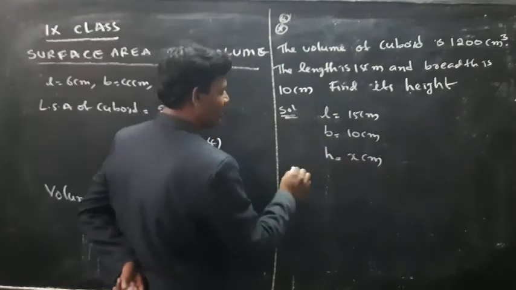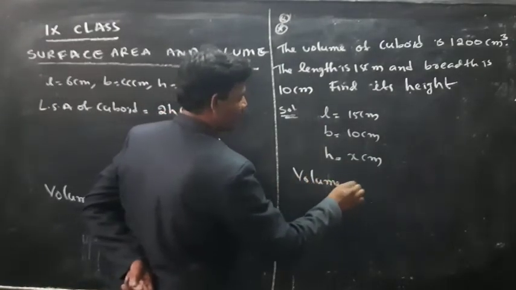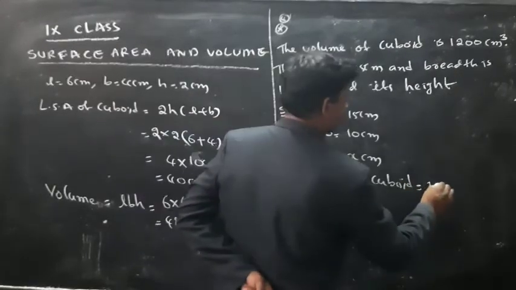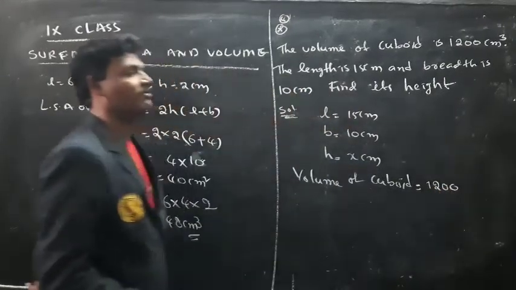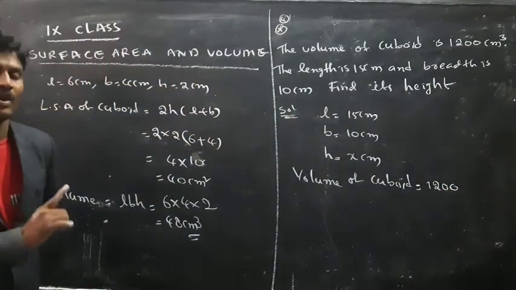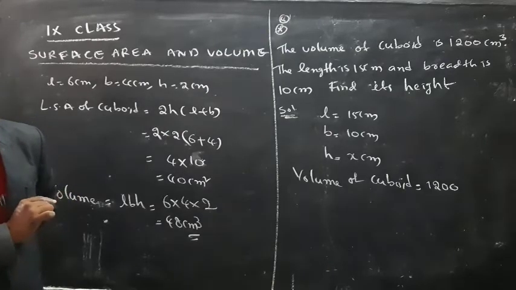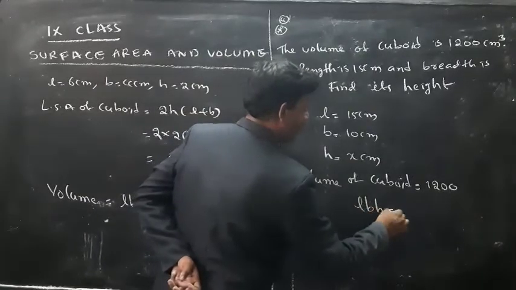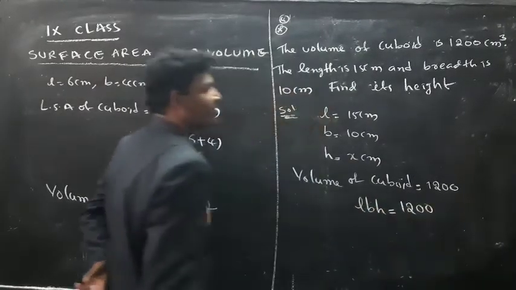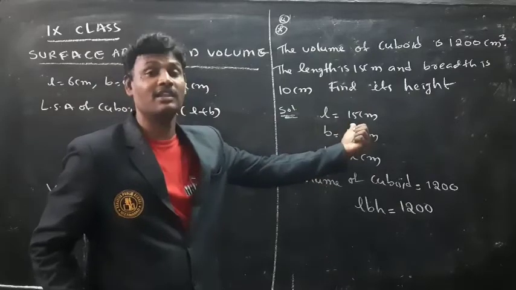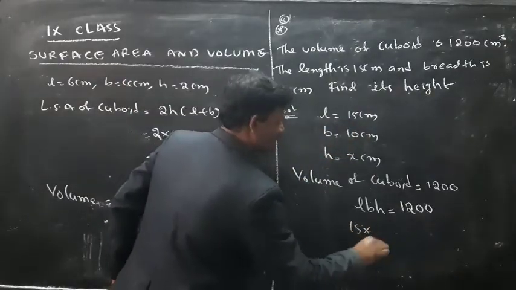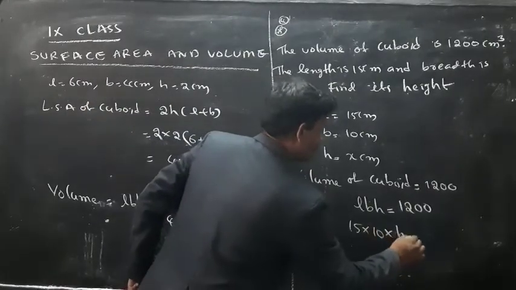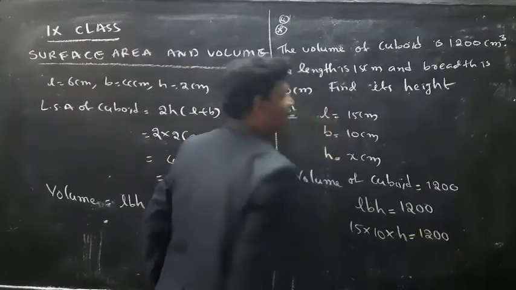Then what is the value here? Volume of cuboid is equal to 1200 centimeter cube. What is the formula to find volume of cuboid? LBH. LBH is equal to 1200. What is the value of the length? 15 centimeters. And what is the value of the breadth? 10 centimeters. Into h is equal to 1200.